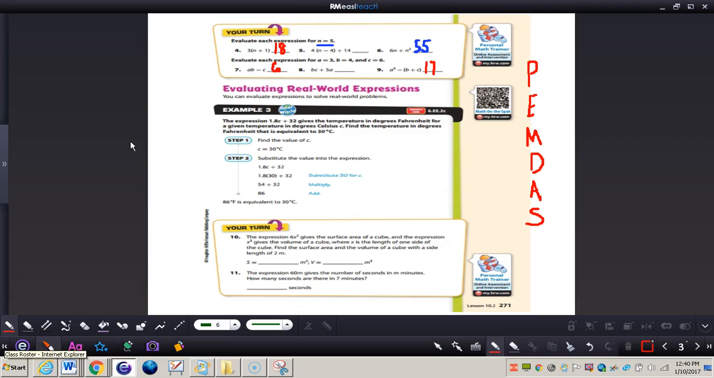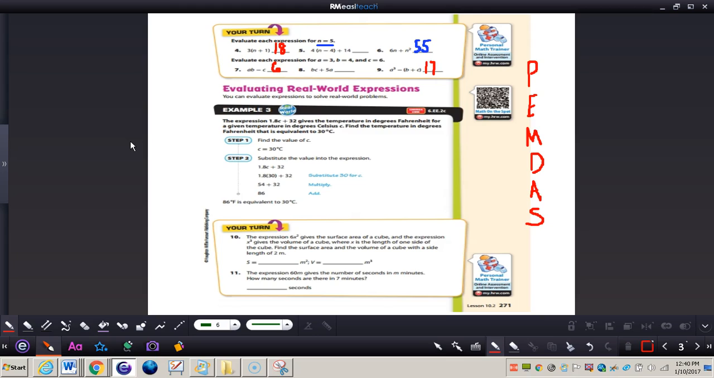So let's take a look at evaluating real-world expressions. It says you can evaluate expressions to solve real-world problems. The expression 1 8/10 times C plus 32 gives the temperature in degrees Fahrenheit for the given temperature in degrees Celsius. Find the temperature in degrees Fahrenheit that is equivalent to 30 degrees Celsius.